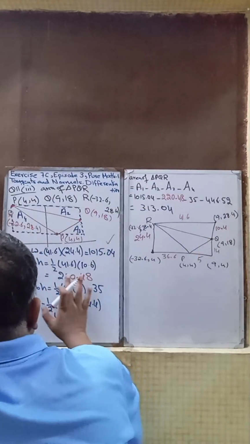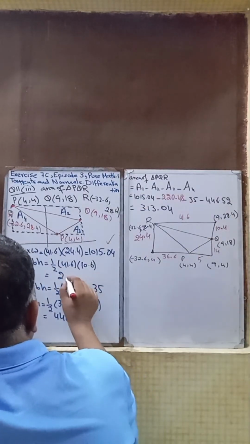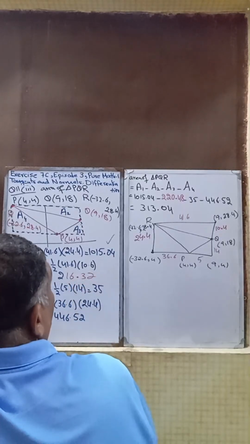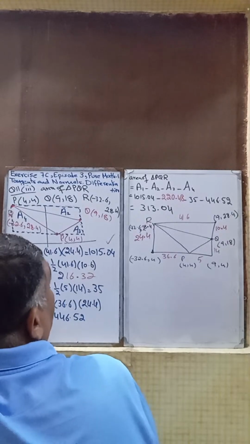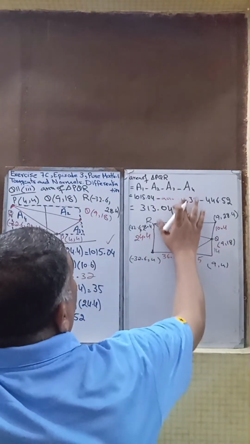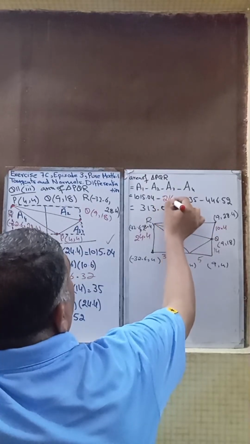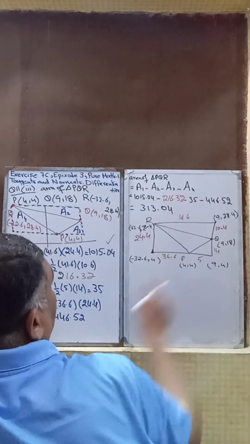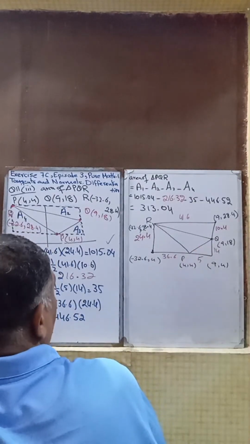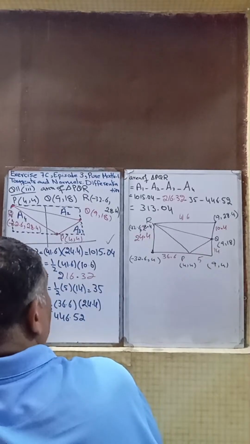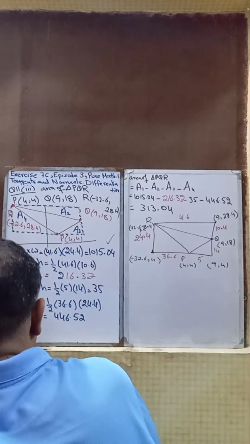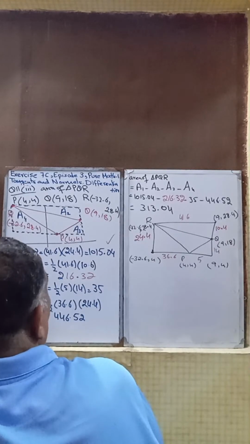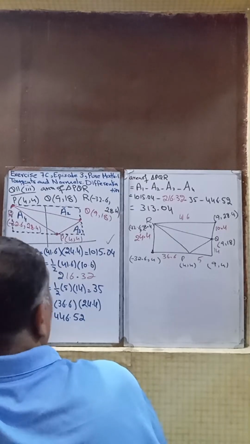Oh, found the mistake. This will be 216.32. Okay. Then I will find the area of this. So it will be A3. No issue with it. 1 divided by 2 multiply 36.6 multiply 24.4, and it will be equals to 446.52. Now this is correct.